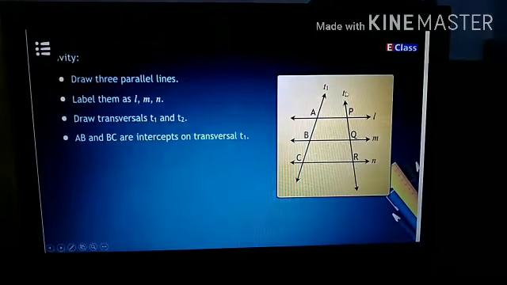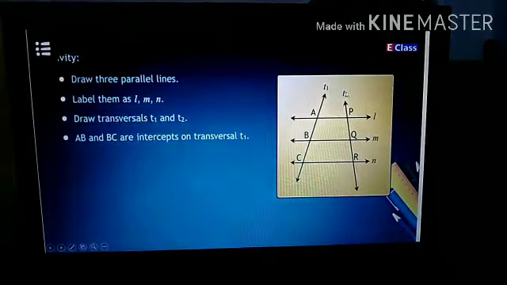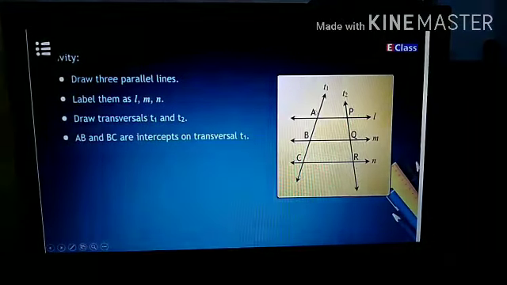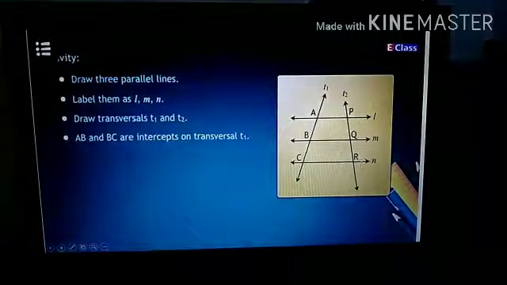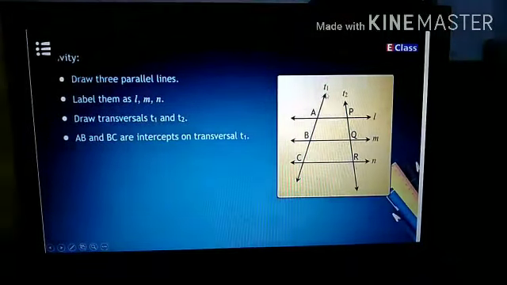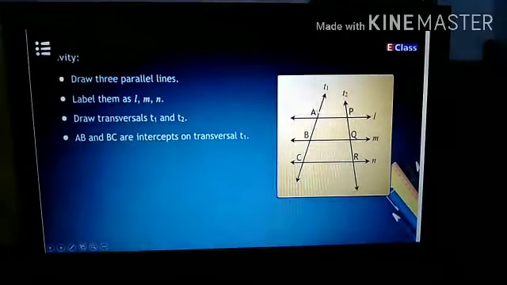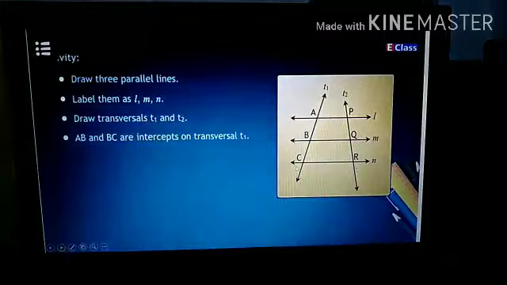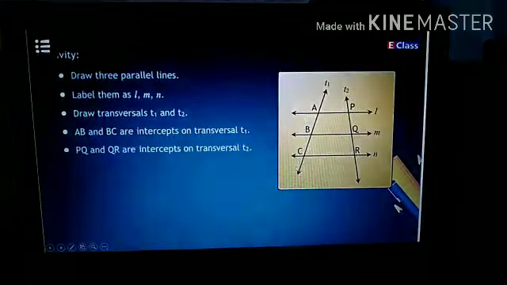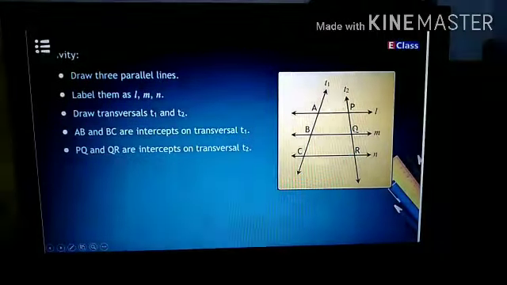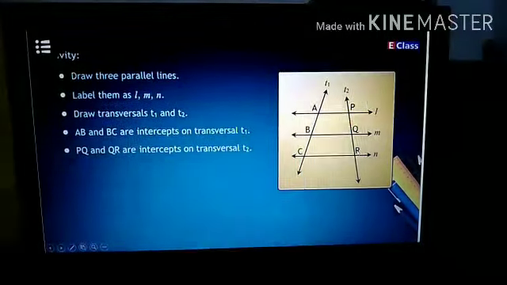After drawing the transversals T1 and T2, we find the transversals intersect the parallel lines at three distinct points. So what are they? For transversal T1, we have the intercepts AB and BC. For transversal T2, we have intercepts PQ and QR formed.